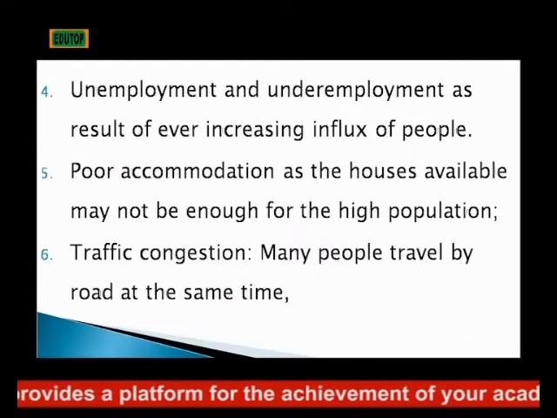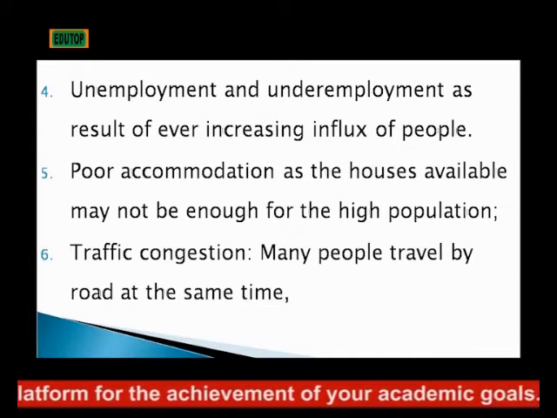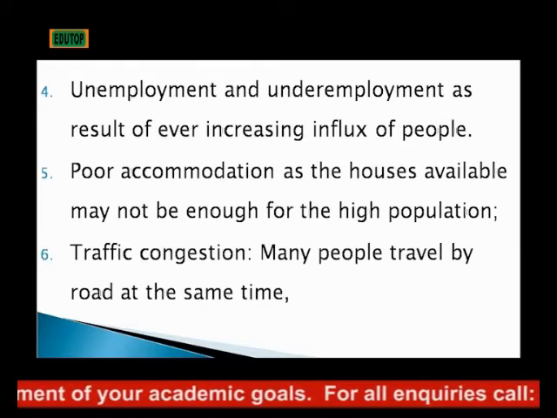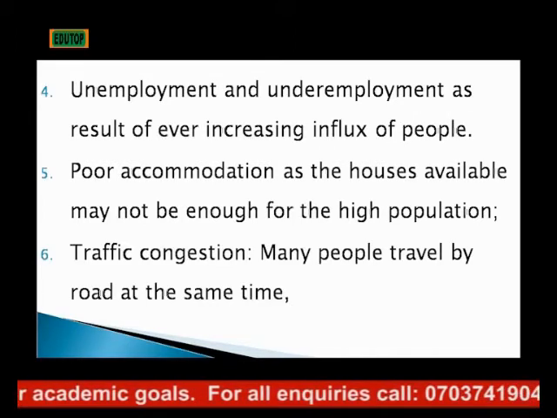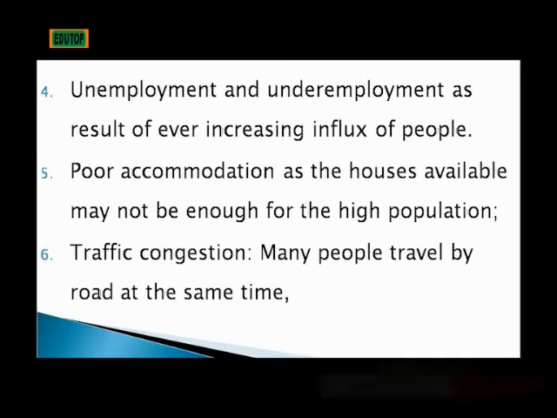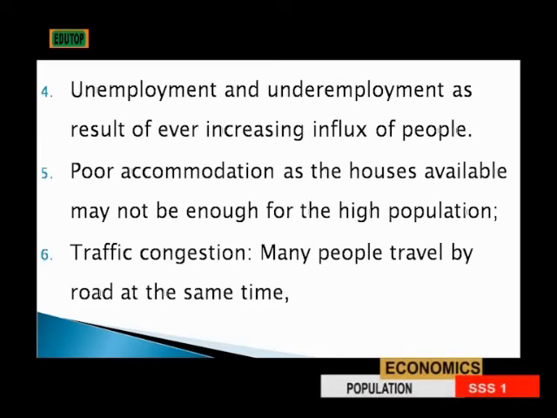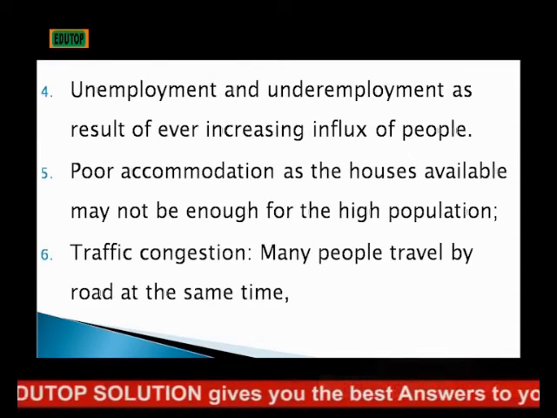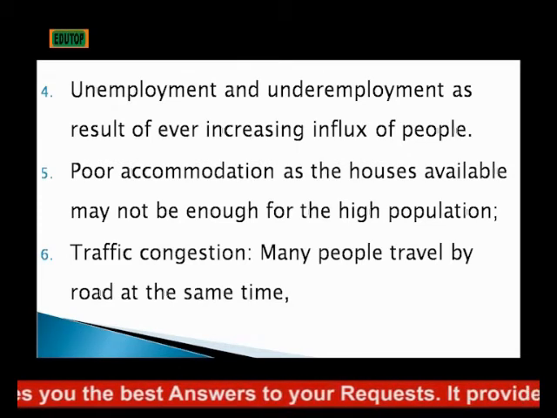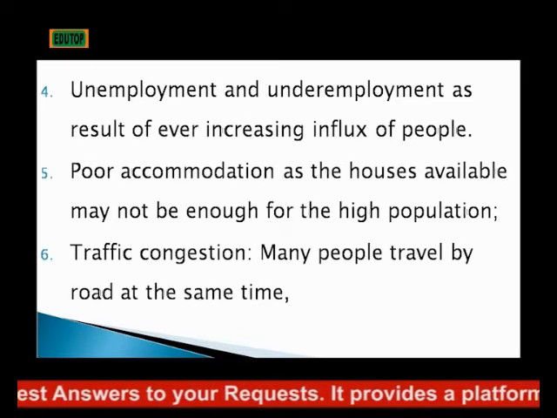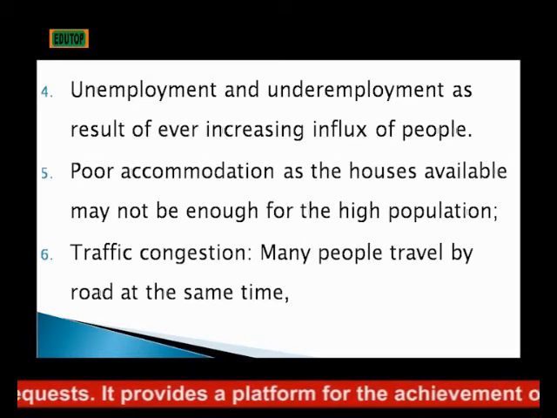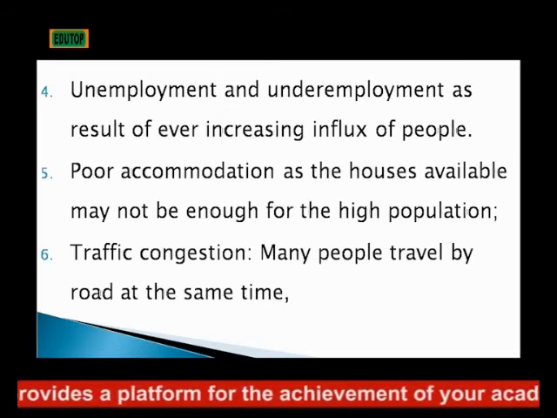Number 4, unemployment and underemployment as a result of ever increasing influx of people into the society. People tend to get a very low job compared to what they want, because there will be more hands available, and employers will usually use the opportunity of more hands available to underemploy people, pay people below what they're supposed to get, and so on. Then poor accommodation, as the houses available may not be enough for the high population in the society.